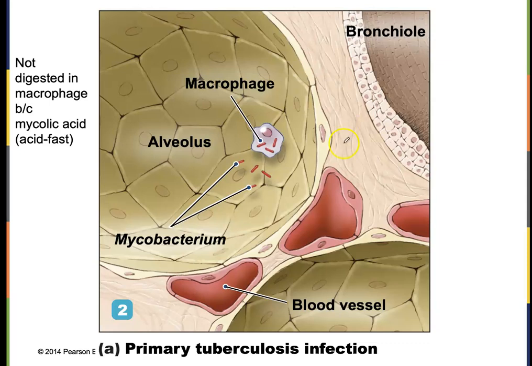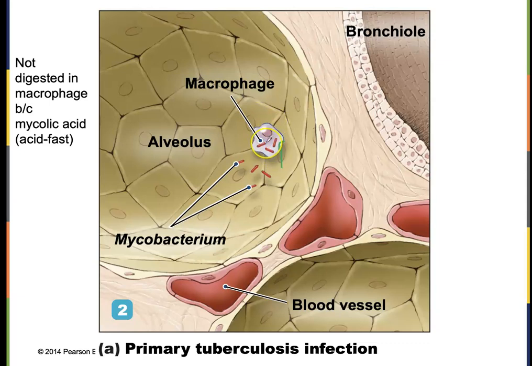This is just a larger look at our primary infection. Here's our alveolus, the macrophage. Here's the mycobacterium. Remember, what's it doing inside the macrophage? Well, remember, these guys are acid fast. And acid-fast bacteria have mycolic acid on their cell walls, and so they're very impenetrable to enzymes. It's like a wax layer on the outside. These macrophages will try to break it down with acid. They'll try to break it down with enzymes, but they survive.